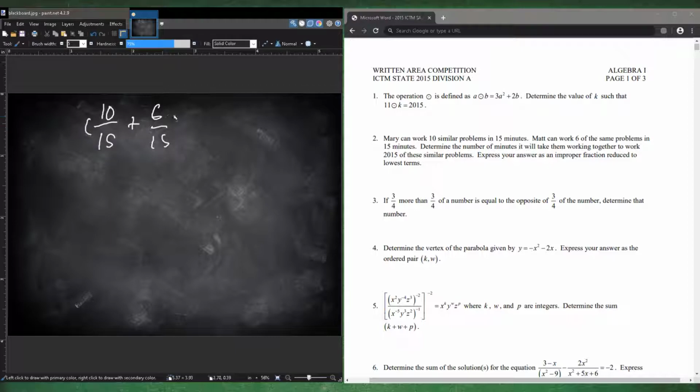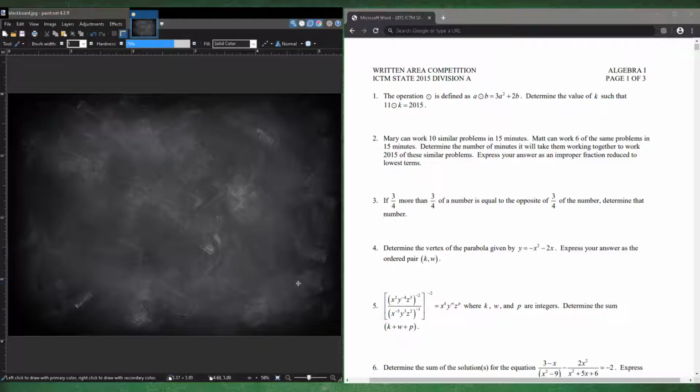So the rate times their time should equal how many questions they finished. So we just need to multiply by time is equal to 2015. So then to find time, just use your calculator. So that's 16 over 15, and then 2015 divided by 16 over 15, which is equal to 30,225 over 16. And that should be your answer for number 2.